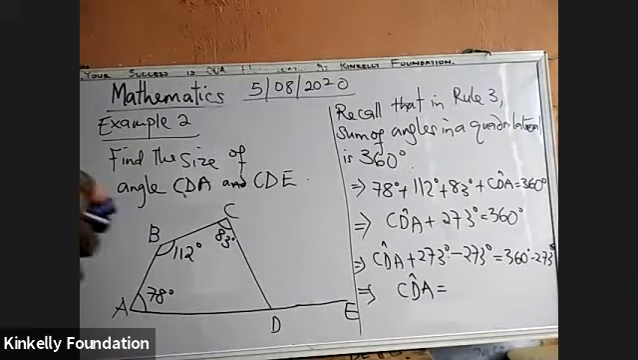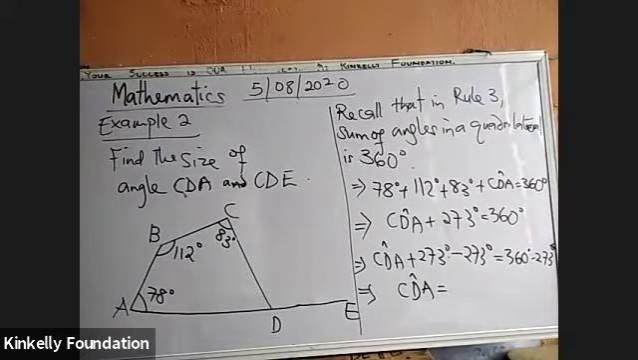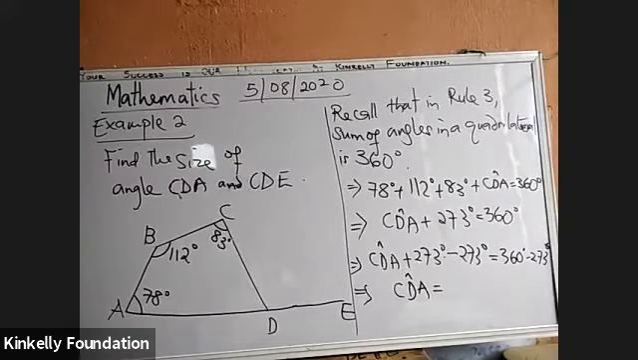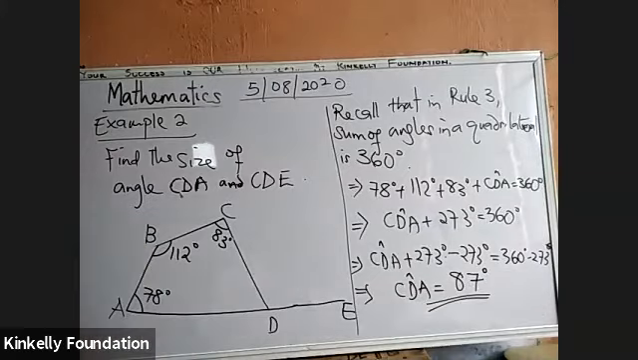I want you to subtract it. What do you have? 360 minus 273 degrees. Correct, you got it. That is 87 degrees. So we now have angle CDA as 87 degrees. Good.